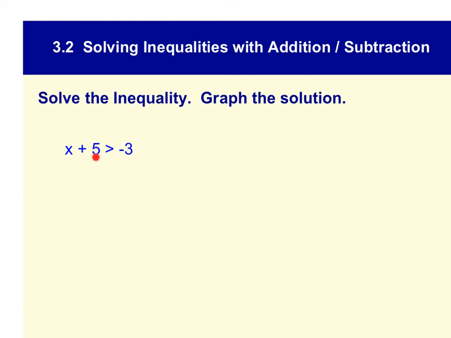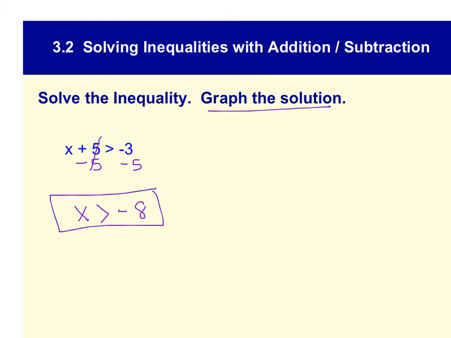You can see that we're adding a 5, so the opposite of adding 5 is subtracting 5 from both sides. Your 5's cancel, leaving you with x is greater than a -3 and a -5 give us -8. And then this one did say graph the solution, so I'll go ahead and graph. So this is our solution. We'll graph it on a number line.